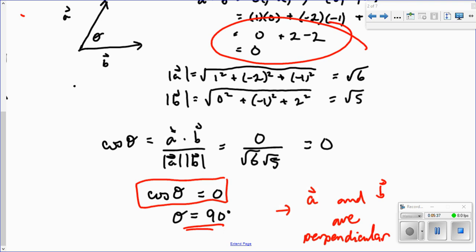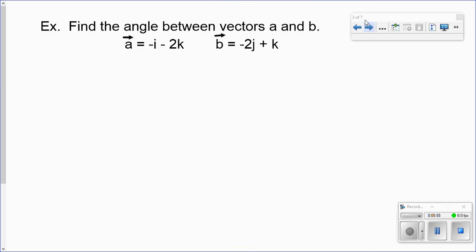If we're told in a question that the two vectors are perpendicular, please make the assumption, and again, it's not an assumption, it's a logical first step, that the dot product of the two vectors is 0. Okay, let's work on this one here. I'm just going to pause this for a second and get started on it.